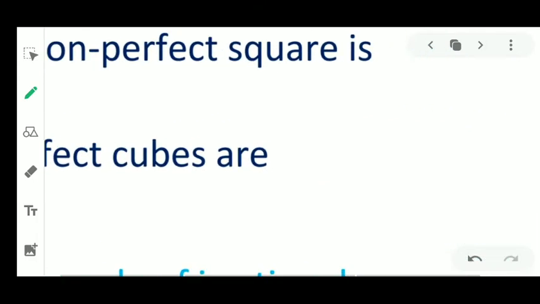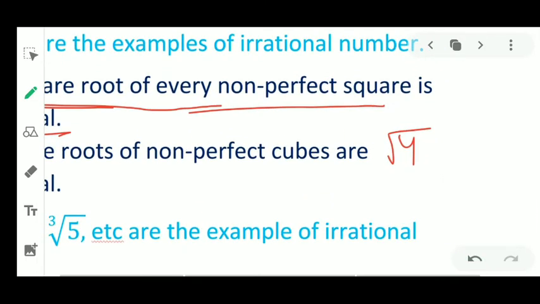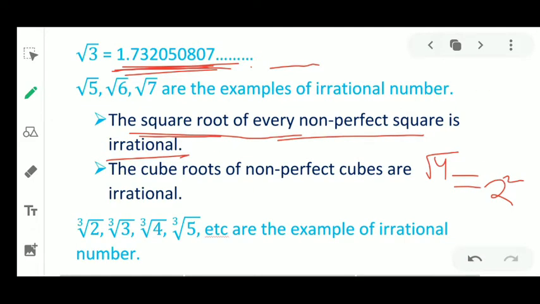Here I am skipping root 4. Root 4 is not an irrational number because the square root of every non-perfect square is an irrational number. But here 4 is a perfect square of 2. We already know 2 square is 4. That's why root 4 is not an irrational number.